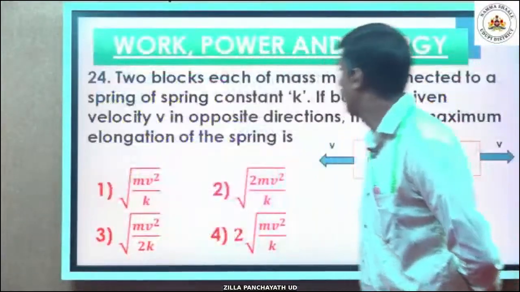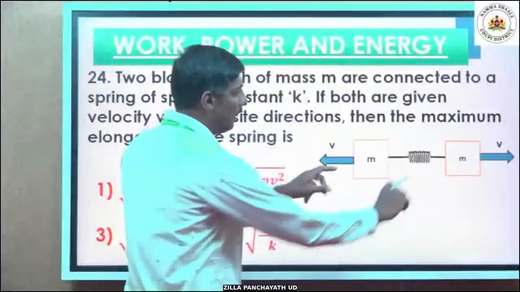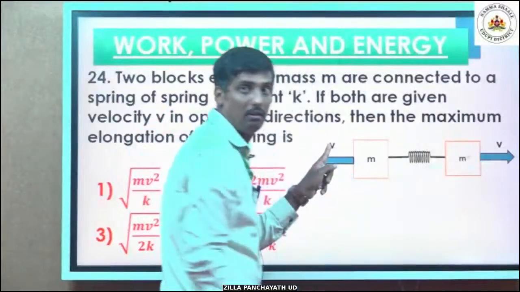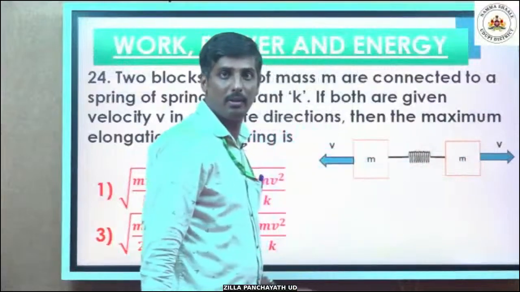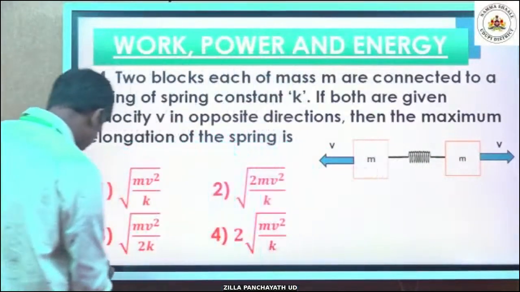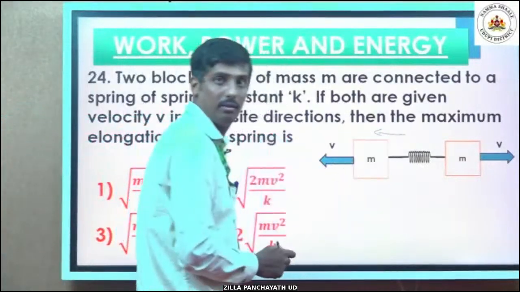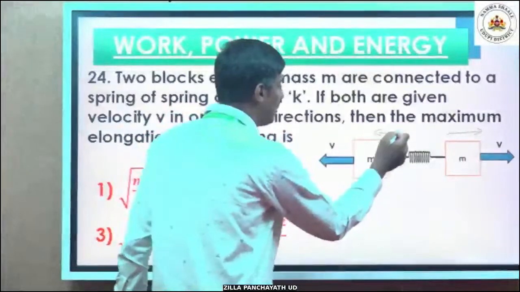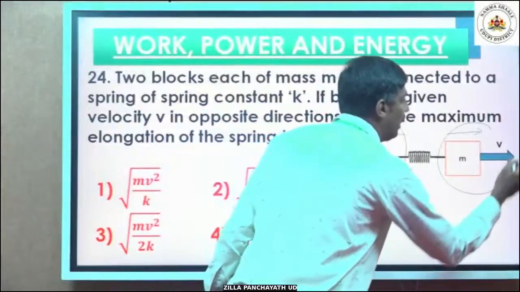Next, look here, two problems have been given. The mass of this block and its velocity have been given. When you give the velocity you are providing kinetic energy, so when this block is moving this side, the spring is going to extend. Like this, at the same time here also the spring is going to extend. So the energy you are providing here is kinetic energy.